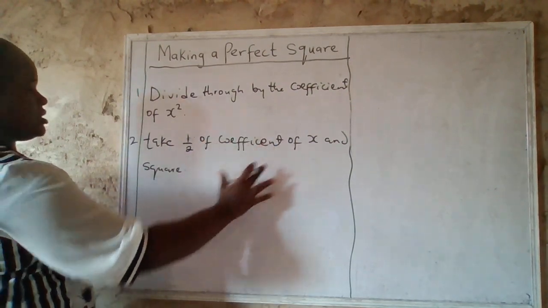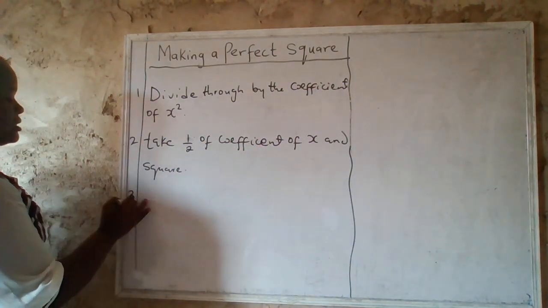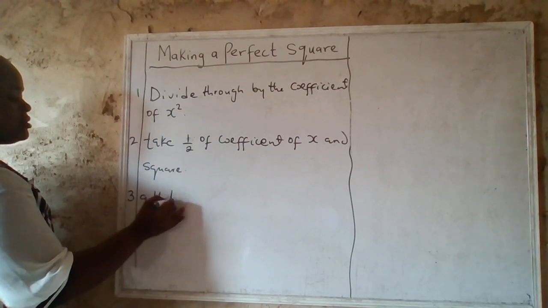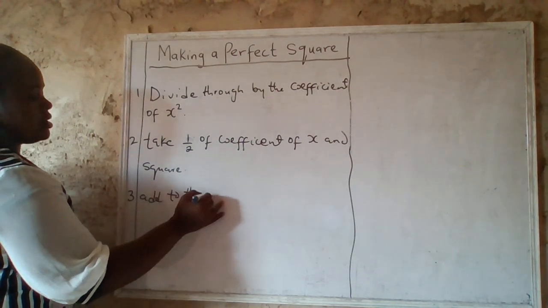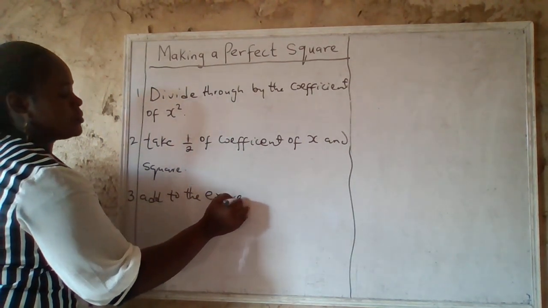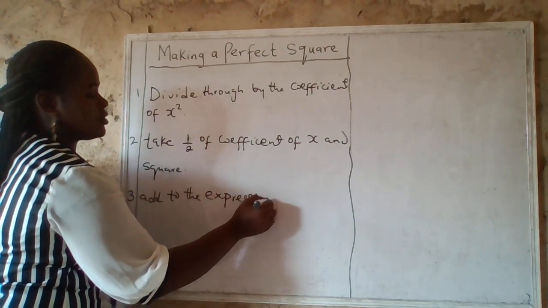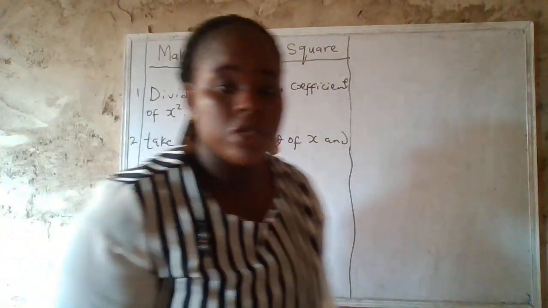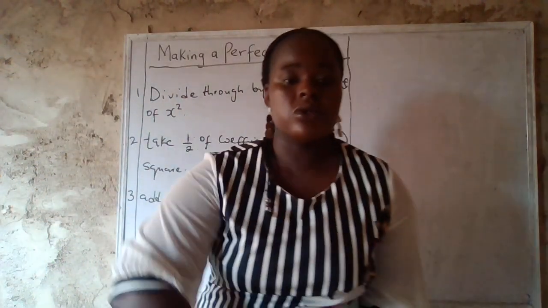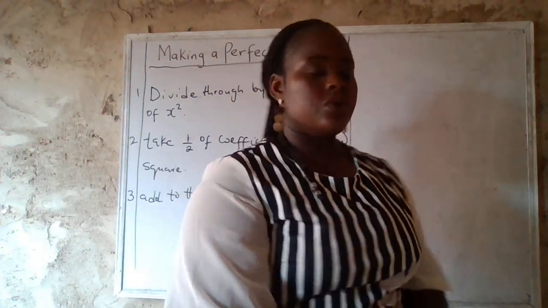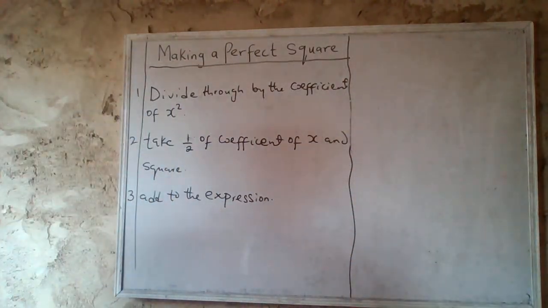Now what do we do with this when we are done? That leads us to the last step: add it to the expression. If it is an equation that you are given, you are going to add to both sides of the equation. So if an equation, you add to both sides.